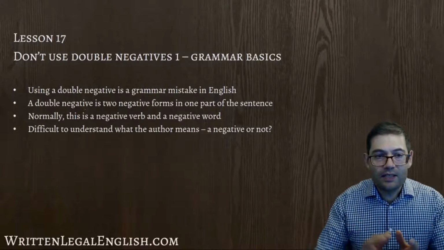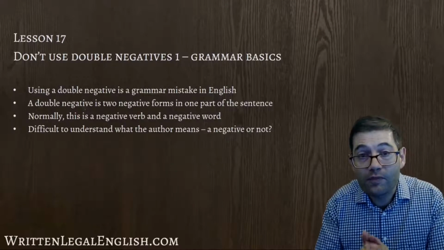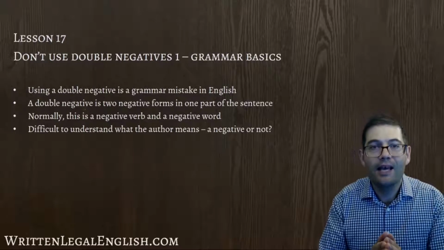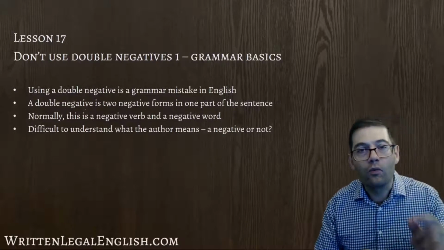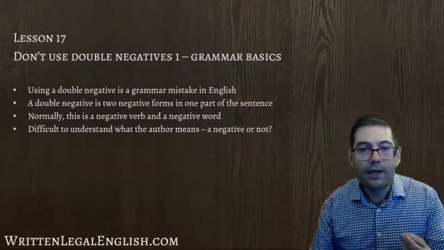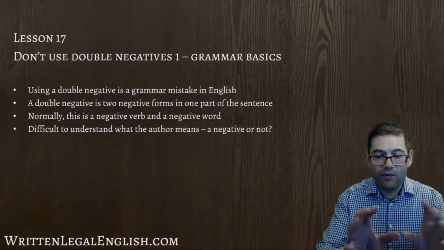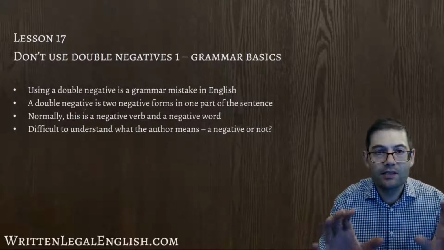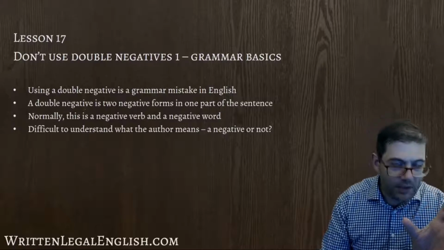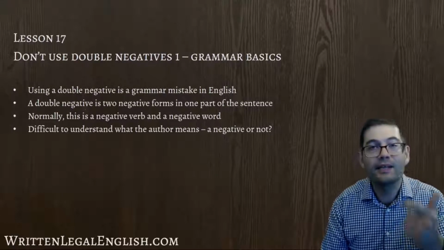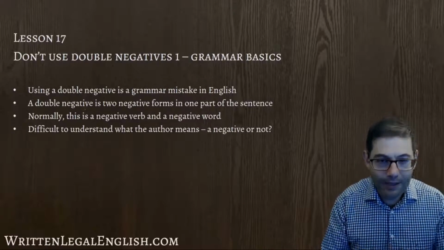Now, a double negative is the situation where you have two negative forms in one part of the sentence, and the negative forms are normally one negative verb and one negative word. Okay, so if you have a sentence divided into two clauses, and in one of those clauses you have a negative verb and a negative word, the chances are you've got a double negative.